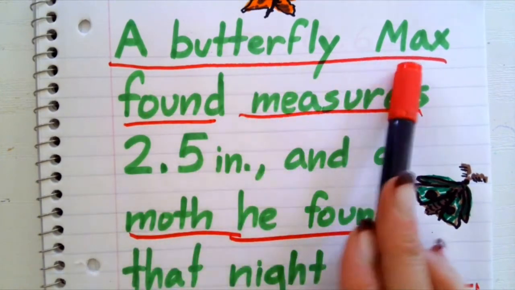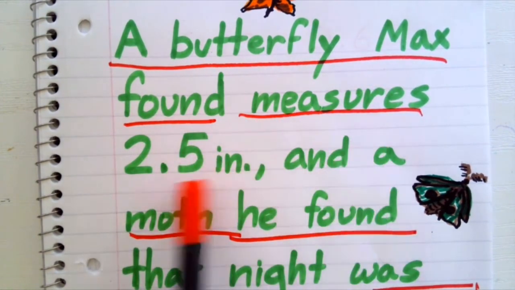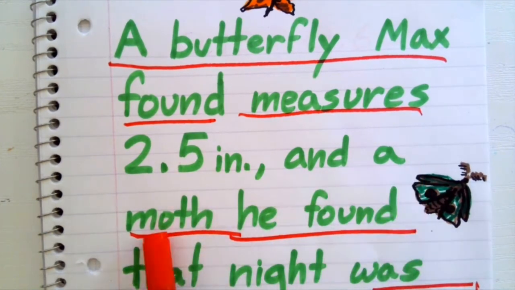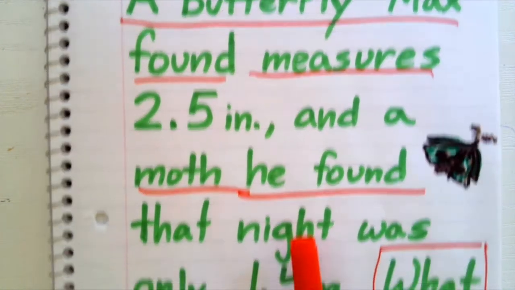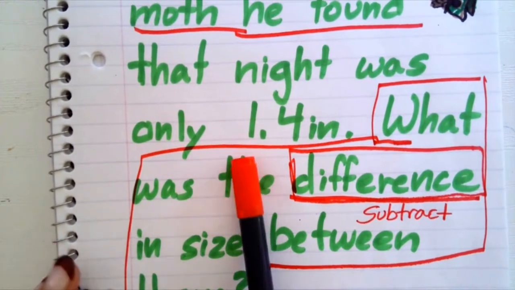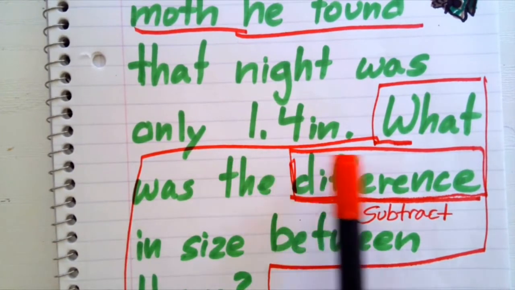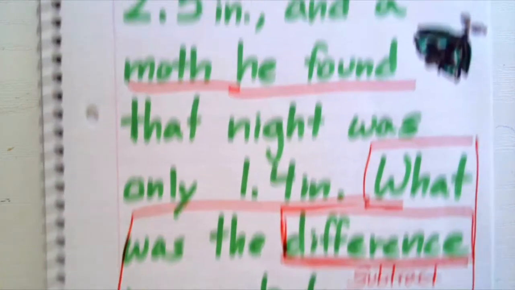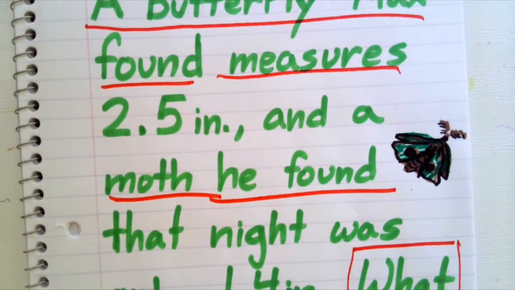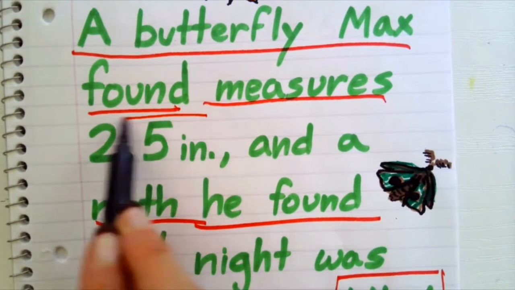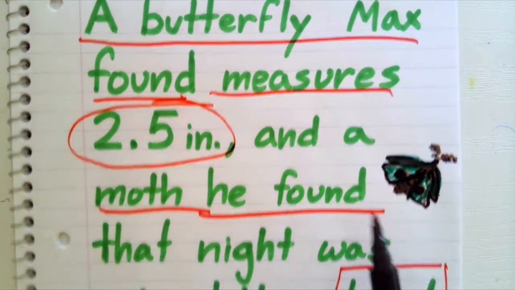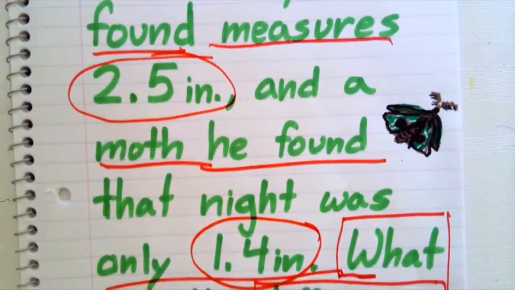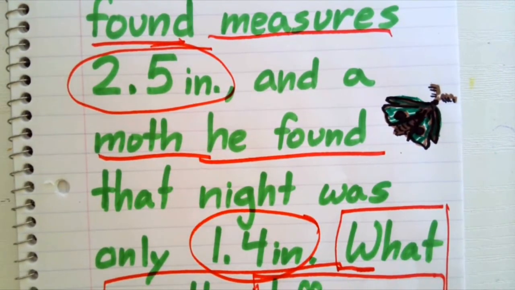A butterfly Max found measures 2 and 5/10 inches, and a moth he found that night was only 1 and 4/10 inches. What was the difference in size between them? Our two amounts that we are working with are 2.5 and 1.4. 2 and 5/10, 1 and 4/10.